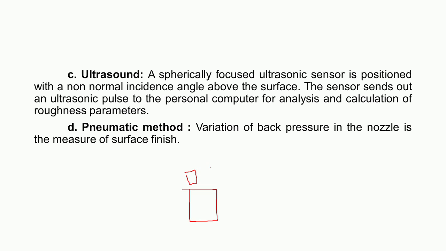is positioned at a non-normal incidence angle, which is not normal to the surface, and then the reflected sound wave is sensed by another receiver, and the signal is sent to the computer for analyzing the surface. Due to the asperities, the reflected sound wave characteristic will change, which is used to calculate the surface roughness. And then we have a pneumatic method. So this we will discuss after some time.